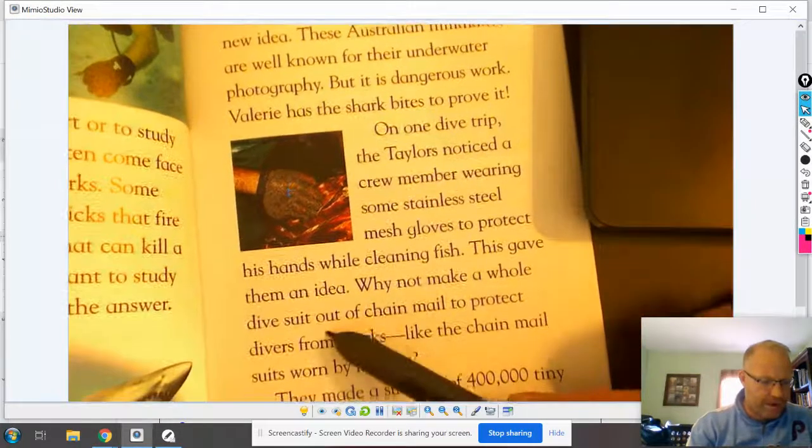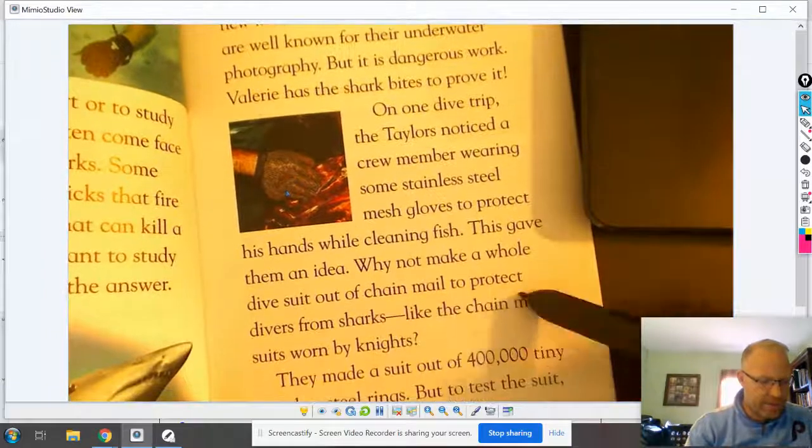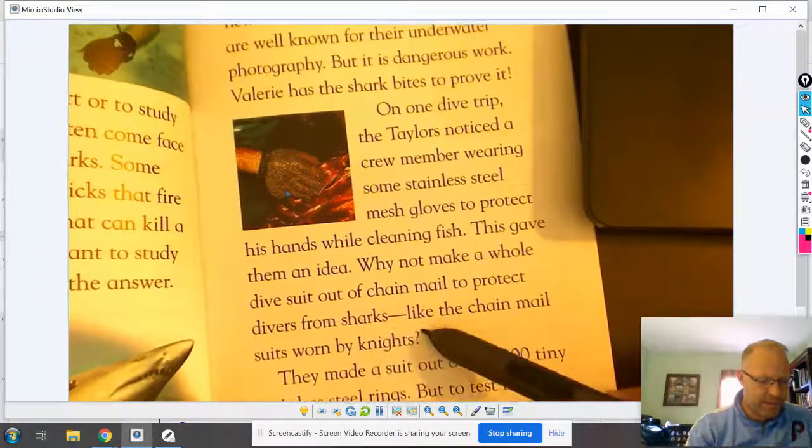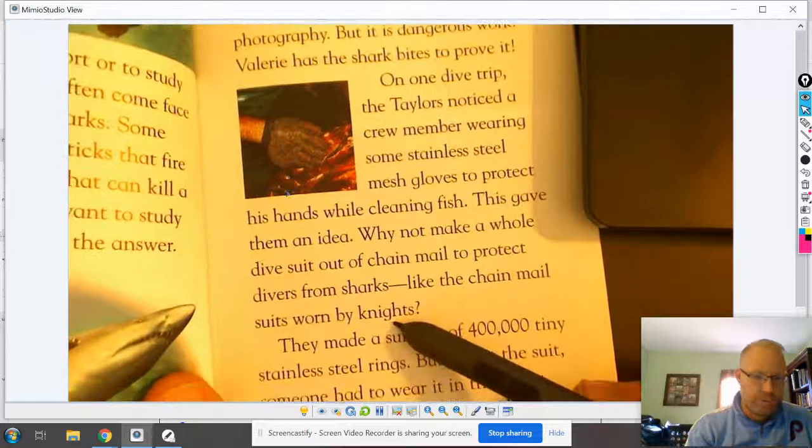Why not make a whole dive suit out of chainmail to protect divers from sharks, like the chainmail suits worn by knights?